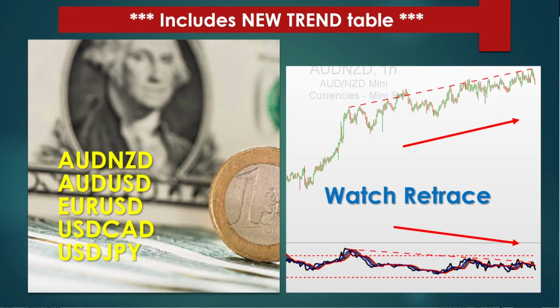It's April 8th, 2024. This is the market analysis for the Aussie New Zealand, Aussie US, Euro US, US Canadian and US Japanese yen. Just be careful, there are a few retraces and resistance areas to look out for, but otherwise we're bullish on all these currency pairs along the monthly, weekly and daily trends.